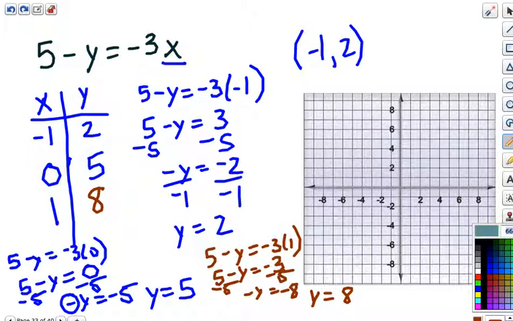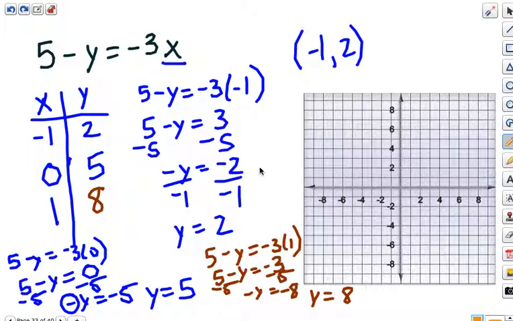We're ready to graph. I'll go ahead and write the other two ordered pairs up here. So 0, 5 and 1, 8. Starting at the origin, for -1, we're going over 1 and up 2. Again 0, and then we're going up 5. And then we're going over 1 and up 8.